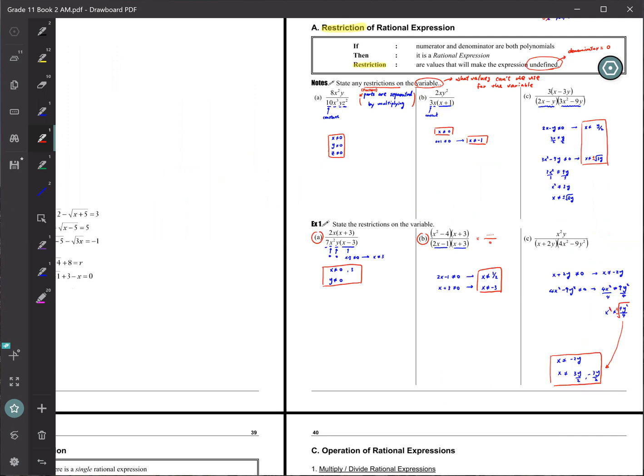From now on, later on when we do adding and subtracting of the expressions, you have to include restrictions. Whenever you see the denominator has variables, you need to write restrictions, even though the question doesn't ask for that. You still have to write it.